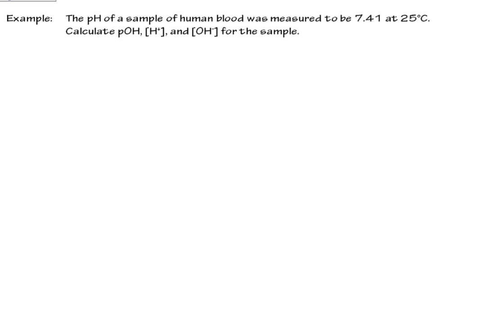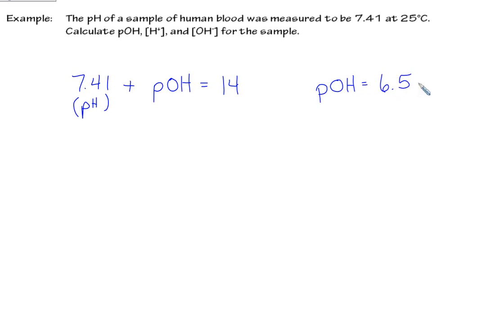Okay, so let's do the pOH the easy way. We know that pH is given, 7.41. That's my pH. Plus pOH always equals 14. So all I have to do is subtract, and I get my pOH. How about 6.59? All right, there's one. Let's do that the easy way.